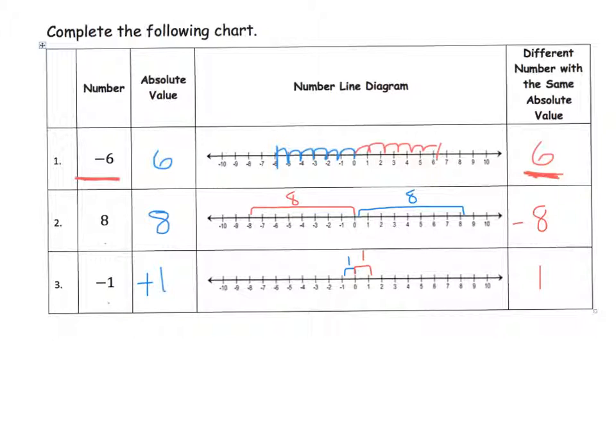The absolute value of -1 is 1 because it is 1 unit away from 0. And the other number that is 1 unit away from 0 is a positive 1. And I'm hoping that you see that each of these numbers are opposites. So opposites have the same absolute value. I also hope that you notice that all of the absolute values are positive, because we're only talking about the distance away from 0, not the direction.